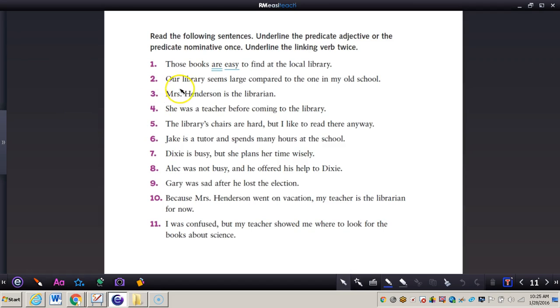So let's take a look at the next one. It says, our library seems large compared to the one in my old house. So we have seems would be the linking verb, and large is the predicate adjective. Now let's take a look at the next one. Mrs. Henderson is the librarian, so is is a linking verb, and then librarian would be the predicate nominative. So what I want you to do is complete numbers 4 through 11 all by yourself. When you're finished, you can press play, and I will have the answers for you. So pause the video now.